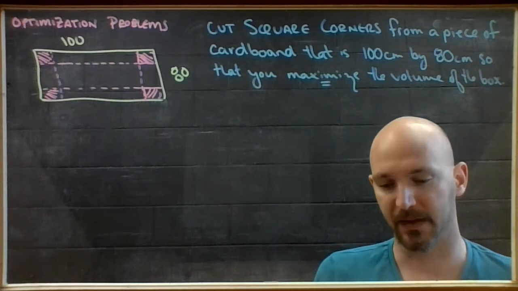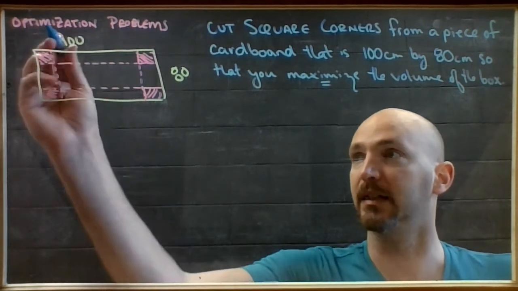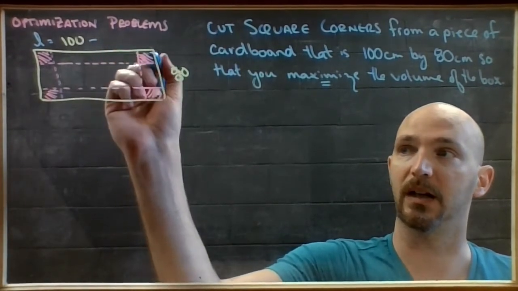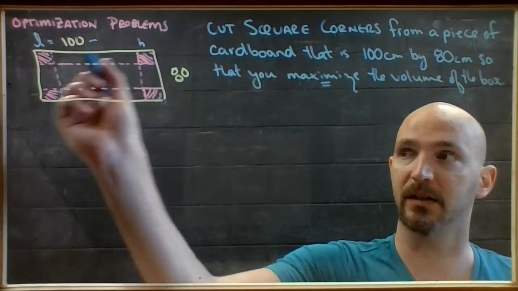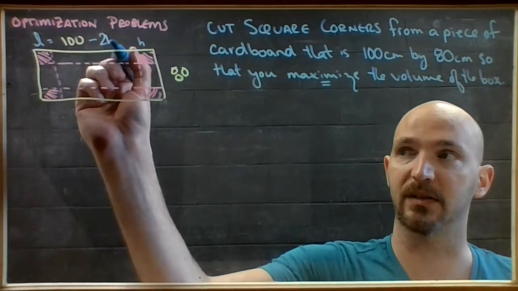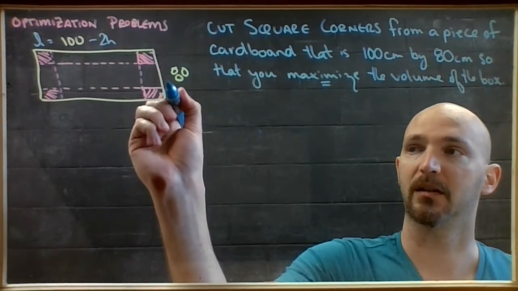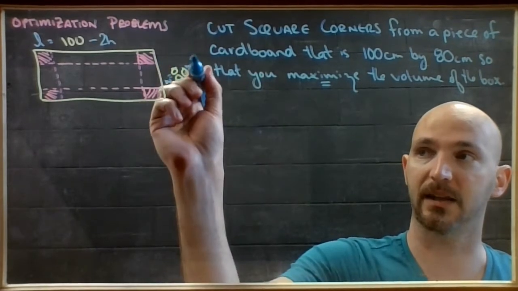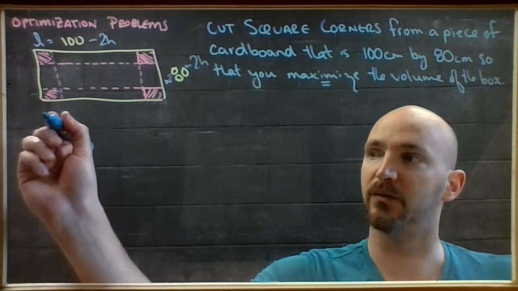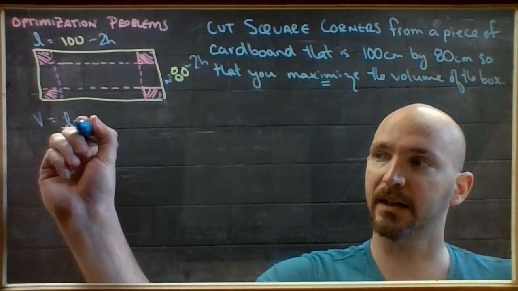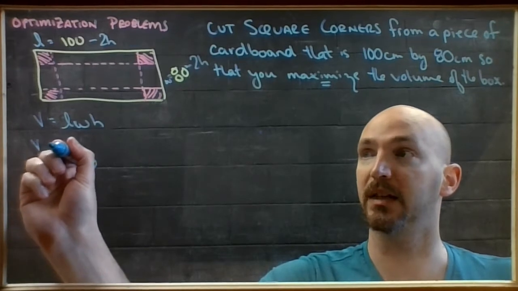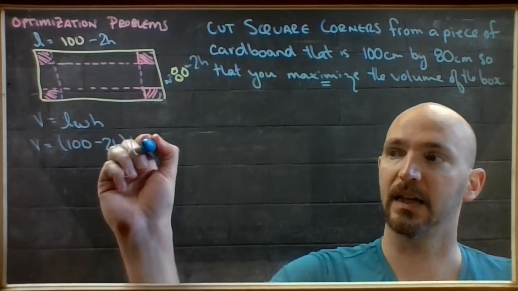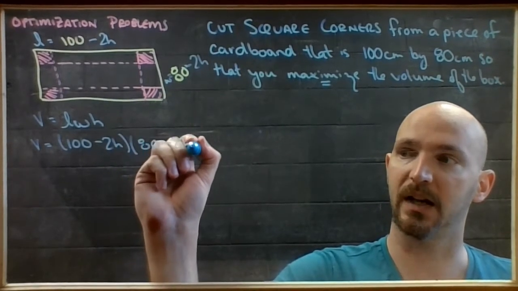So I need to write some of this stuff down then. The length of this thing would be 100 minus a height of the box here, and the height of the box here would be 2 h's. The width of the box is going to be 80 minus a height minus another height. That's 2 heights. So the volume of my box, which would normally be length times width times height, is going to end up being 100 minus 2 heights, 80 minus 2 heights, and a height.